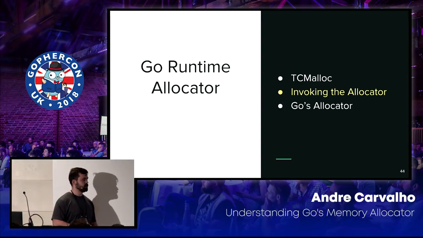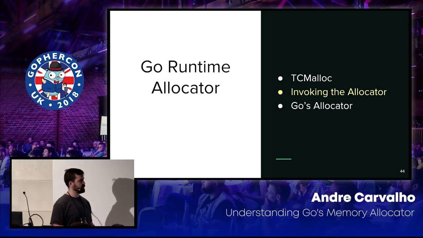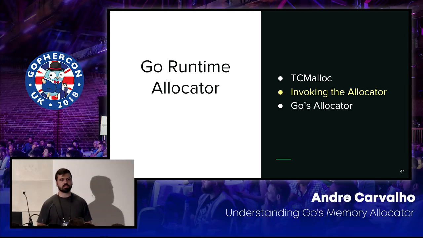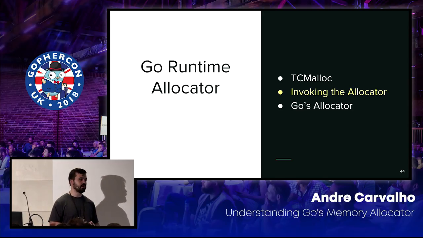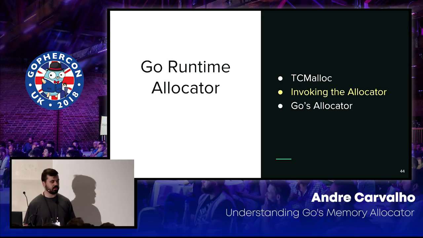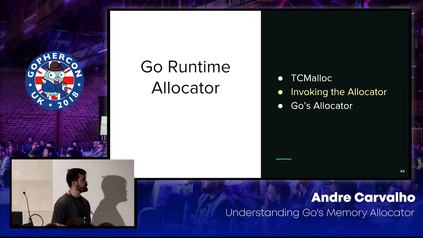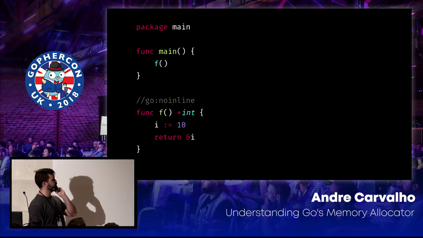So we've been talking about malloc and free, and we all know that Go doesn't have malloc and doesn't have free. So how is the Go memory allocator actually invoked, before we try and see how it differs from TCMalloc? So this is a really simple Go code.